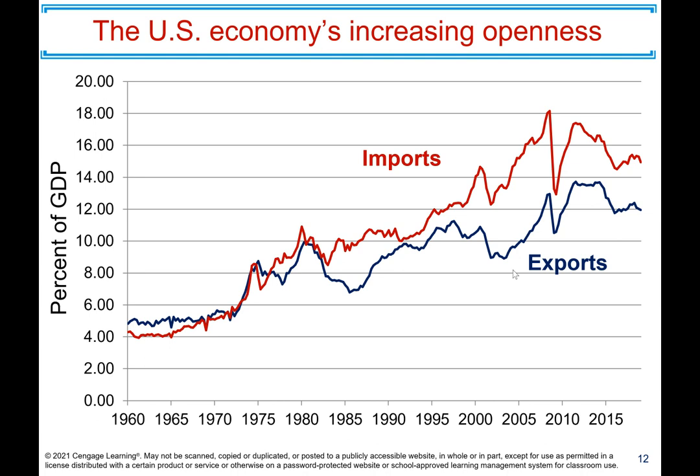The US economy is increasing openness. As we can see, United States is becoming more and more intertwined with world trade. From 1960, when exports and imports were less than 5%, to this time, 2015-16, when imports and export is a little over 16%.